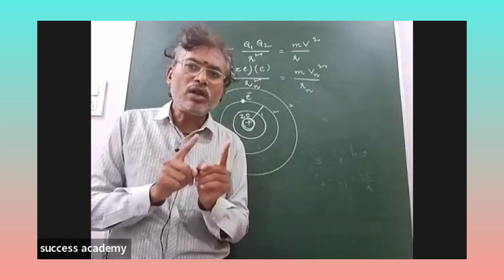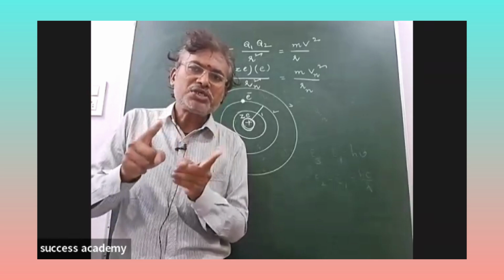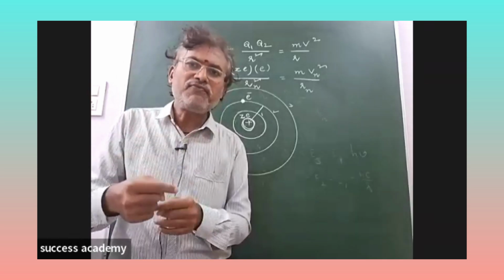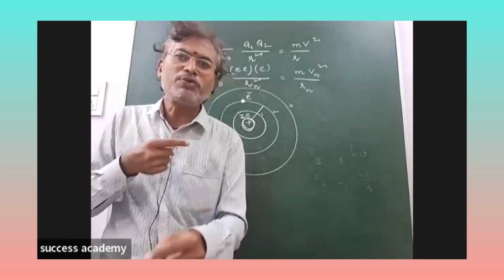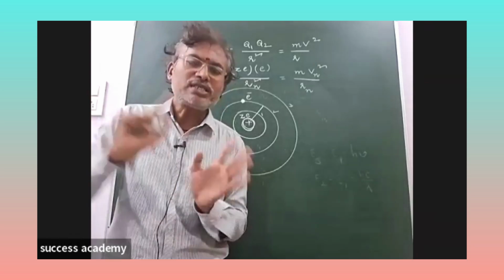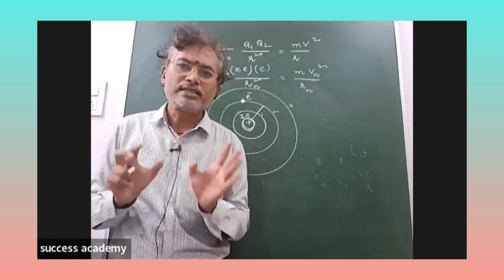The earth is revolving around the sun by using the gravitational force between the earth and the sun. Thereby that gravitational force is converted into centripetal force and it rotates around the sun. Is this clear?